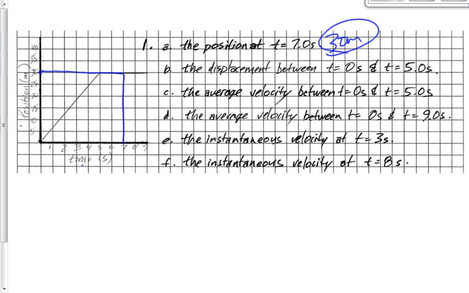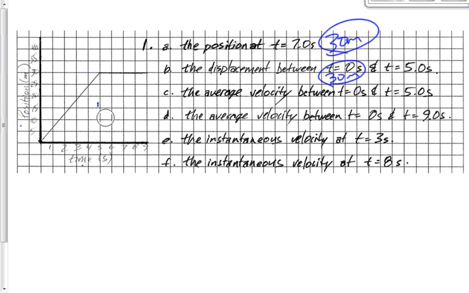Good. The displacement between 0 and 5 seconds. Displacement is change in position. The position at 5 seconds is, sorry, that's 4. Having a little trouble with my numbers. Position at 5 seconds is 30 meters. The position at 0 seconds is 0. What's the change in position there? 30 meters. Same answer.